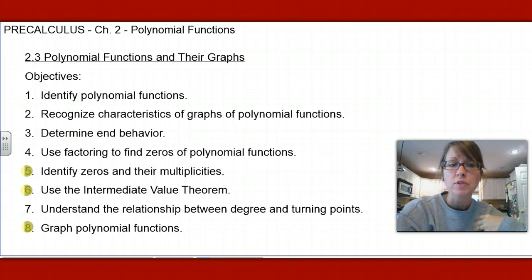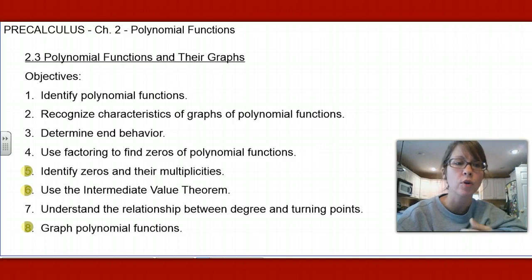I'm going to actually present how to use the intermediate value theorem first. That's objective 6, and I believe it's example 8 that goes with that. And then we're going to go back to objective 5, identifying zeros and their multiplicities, with the emphasis there on the multiplicities. And in discussing 5, then we're going to go on to objective 8, graphing polynomial functions, which will be in a separate video because of the amount of time that one requires.